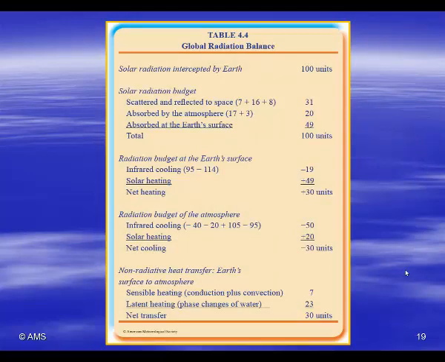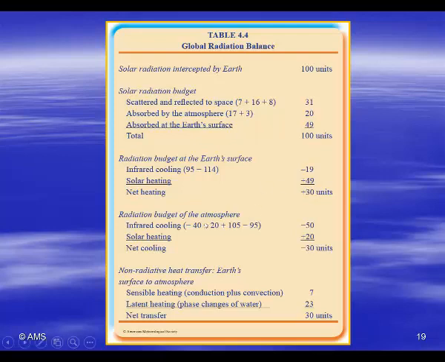All right, so this is just another table saying the same thing. We have 100 units coming in. Scattered by and reflected to space is about 31. Absorbed by the atmosphere is about 20. Absorbed by the Earth's surface is 49. We end up with 100. If we look at the infrared cooling, it's about minus 19. And the solar heating is about plus 49. We end up with plus 30.